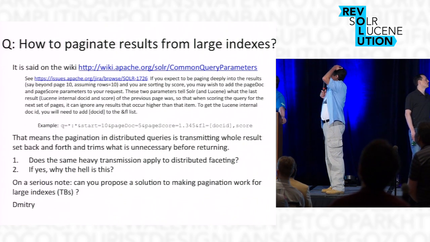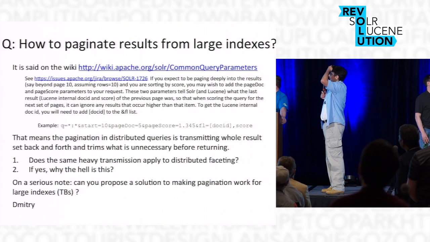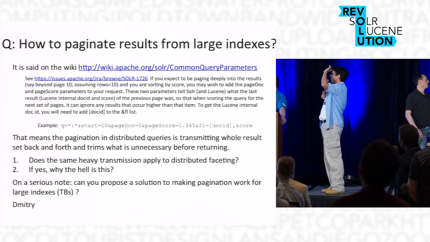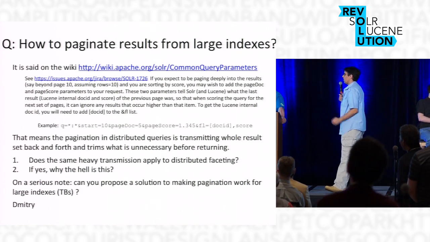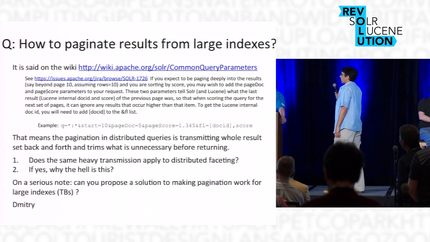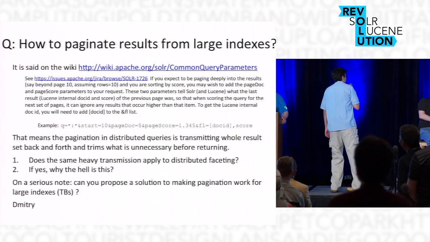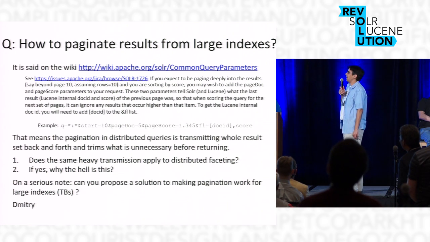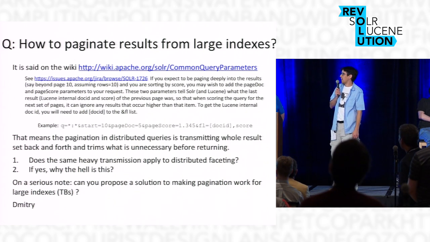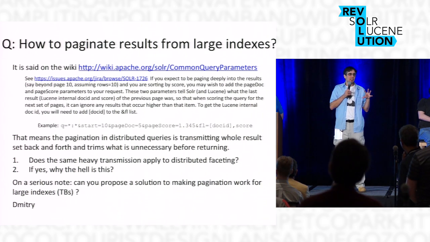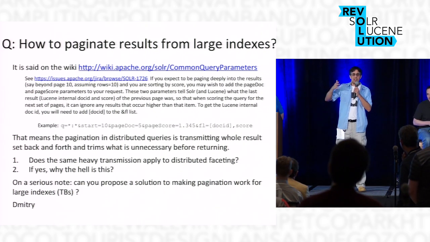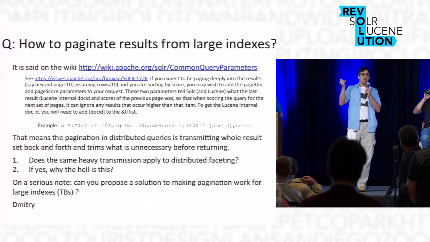All right, so let's get to the question here. Does the heavy transmission apply to distributed faceting? Can you propose a solution to make pagination work for large indexes, terabytes? Okay, so I'm going to ignore the question about things like page score and page doc, which doesn't actually work. What this question is about is if you really want to facet on all of your documents, how come this isn't a problem, or is it a problem?